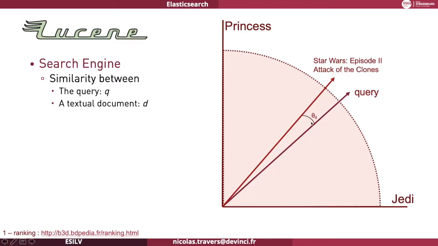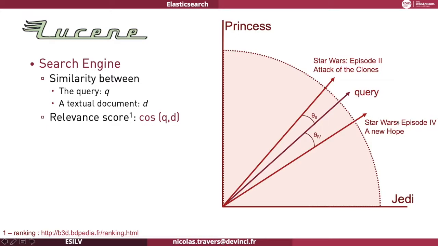And if we look directly at this, we can say that this angle says that the word princess is more present inside the document than the word Jedi. And if we look at another document, we need to make the difference between Star Wars Episode 4 and Star Wars Episode 2 from each other. And if we take the cosine of this angle, so projecting this vector on this one, you have the similarity from this vector to another.